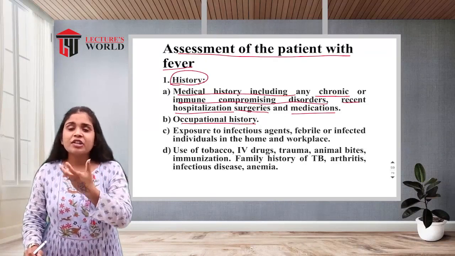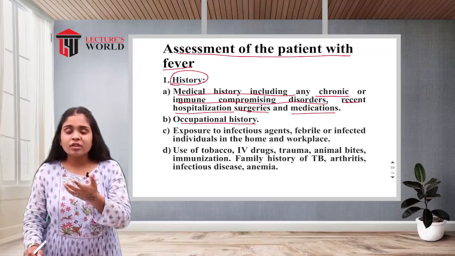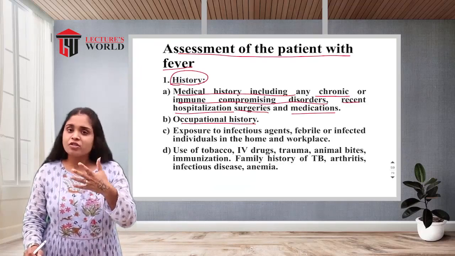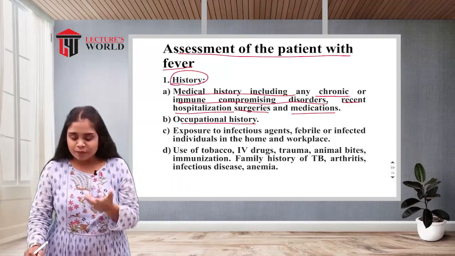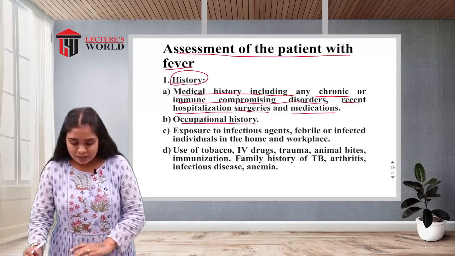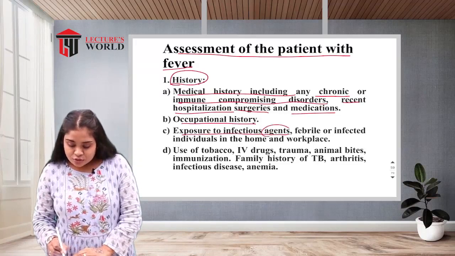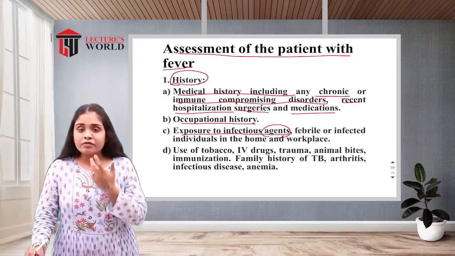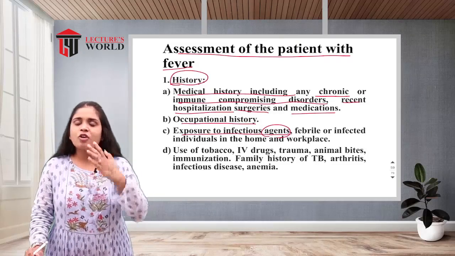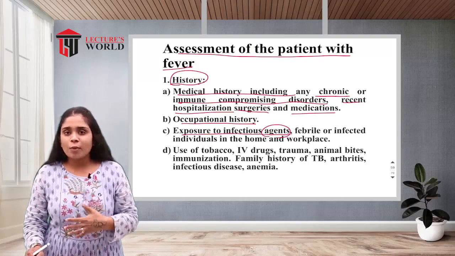Then after that, if they are working in a factory or something, they can be exposed to fumes. Then any dust or something, by that also they can have fever. So occupational history is also going to affect the body temperature. Then exposure to infectious agents. If the patient has any kind of infection like bacteria or viruses, there are also subdivisions of the bacteria and viruses. So make sure you are taking the proper history.